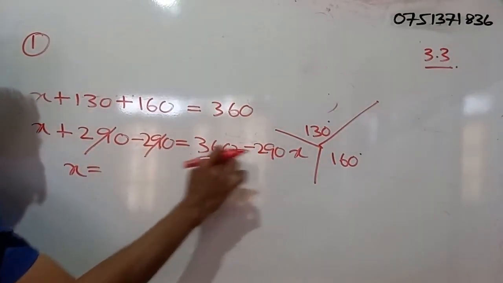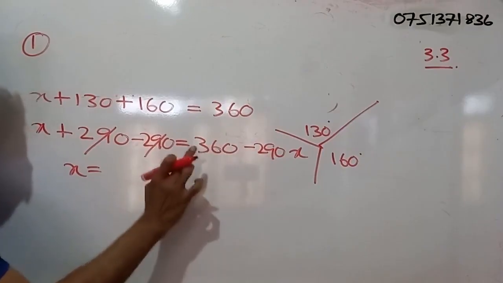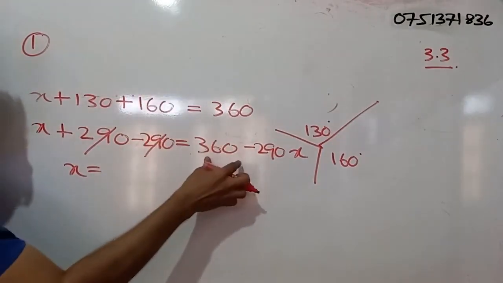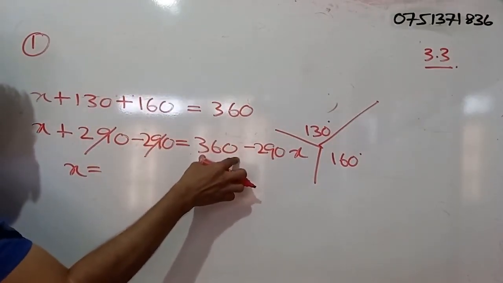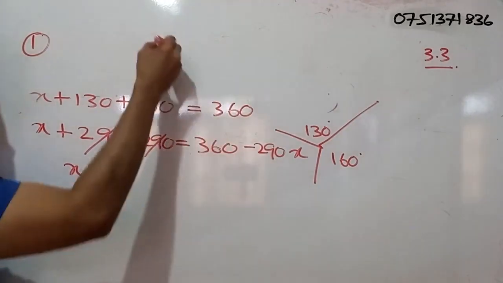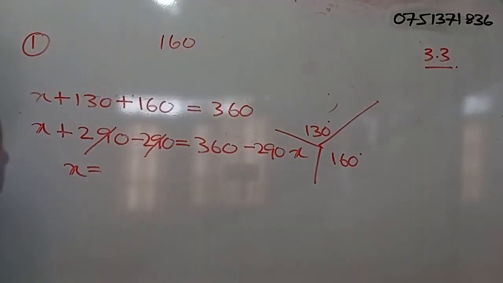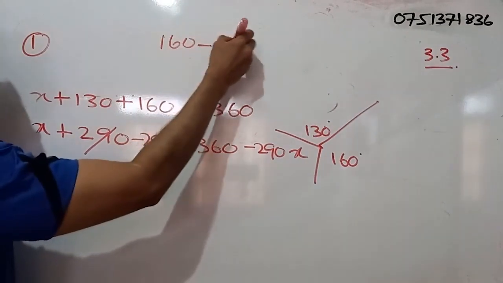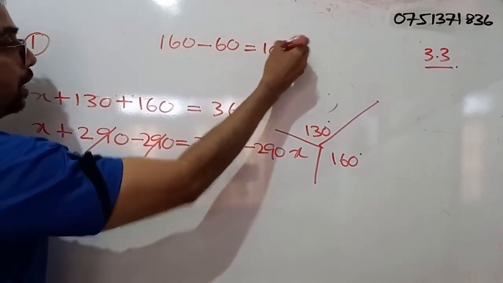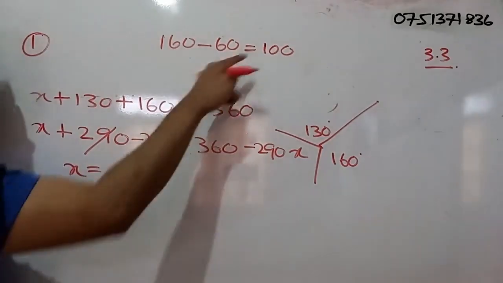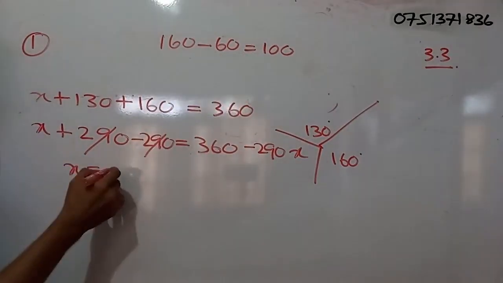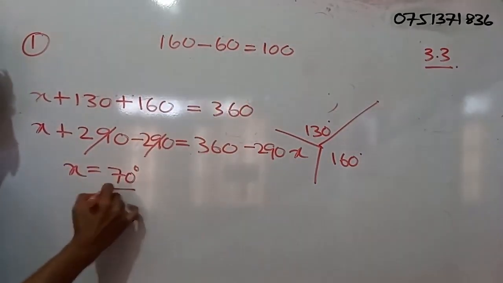300 plus 2, 300 minus 200, we know that is 360 minus 200, we know that is 160. Right? 160 minus 60, we know that is 100. From that, we have to subtract another 30. So here the answer is 70.